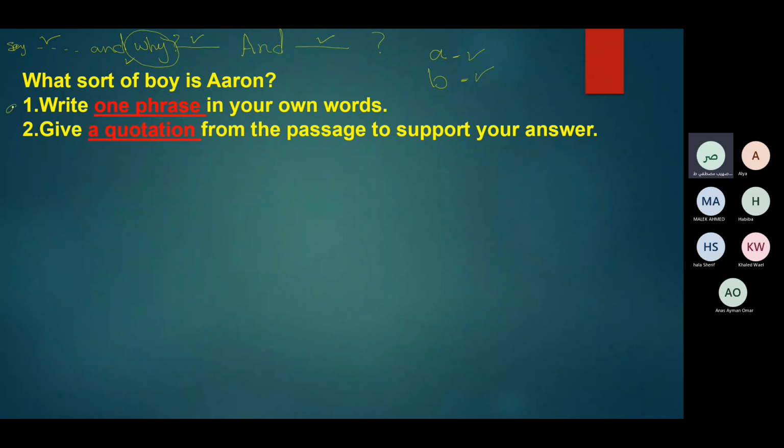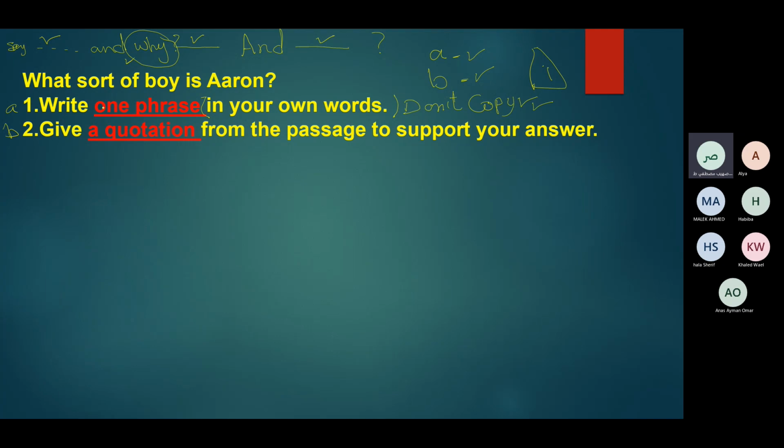Here in this part, A and B, he said, write one phrase in your own words. Look at this word. In your own words, he means don't copy from the text. Okay? Again, warning, pay attention. If the question asked you to use your own words, it means you must paraphrase the phrase from the text using your own words.